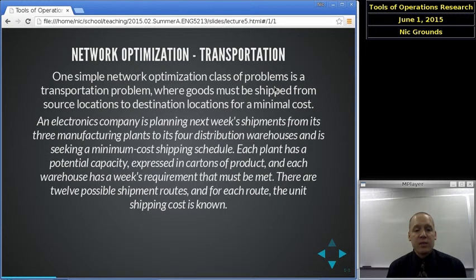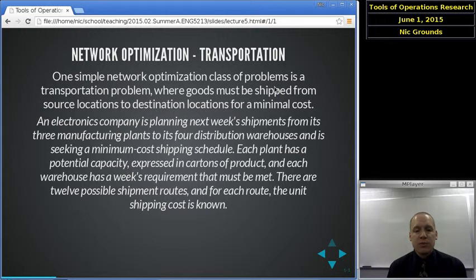Each plant has a potential capacity. That is, each plant has a maximum amount that it can produce, expressed in terms of number of cartons of product. And each warehouse has a requirement. That is, it needs a minimum amount of product in order to meet, say, the demands of the sales network or the sales location nearby.